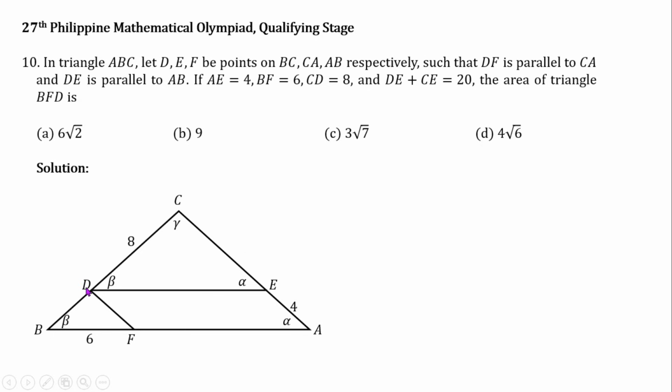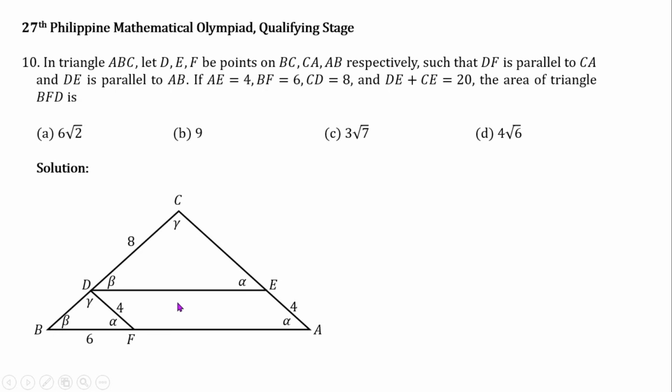Now, since DF is parallel to CA, we have that angle BDF is equal to angle BCA. So angle BDF must also be gamma. And by similar argument, angle BFD must also be alpha. Alright. Now we see also that quadrilateral DFAE is a parallelogram. So DF must be equal to AE, which is equal to 4.